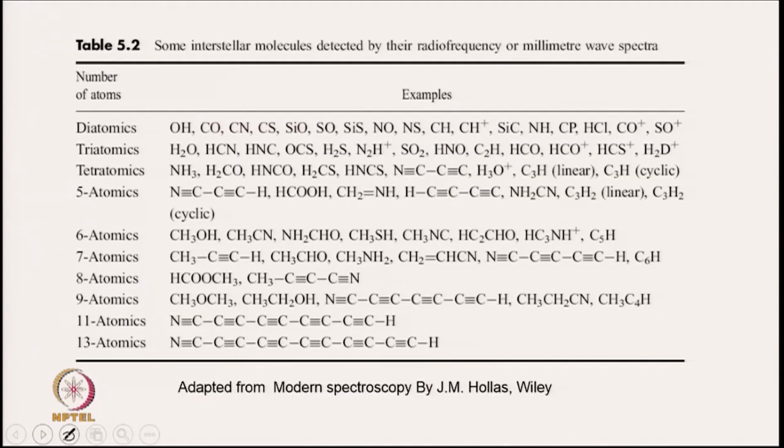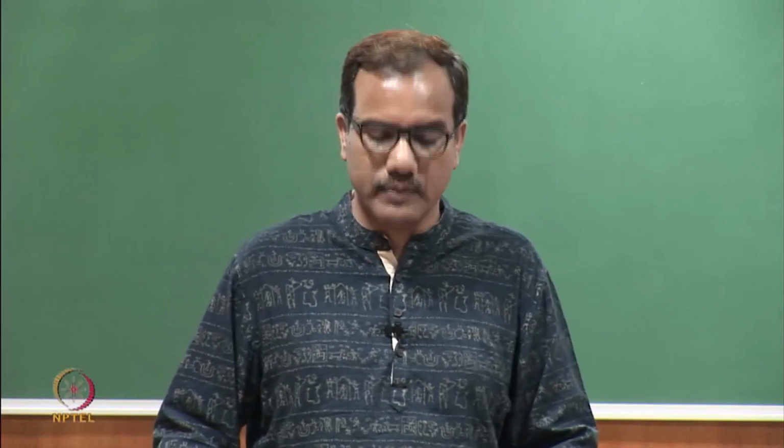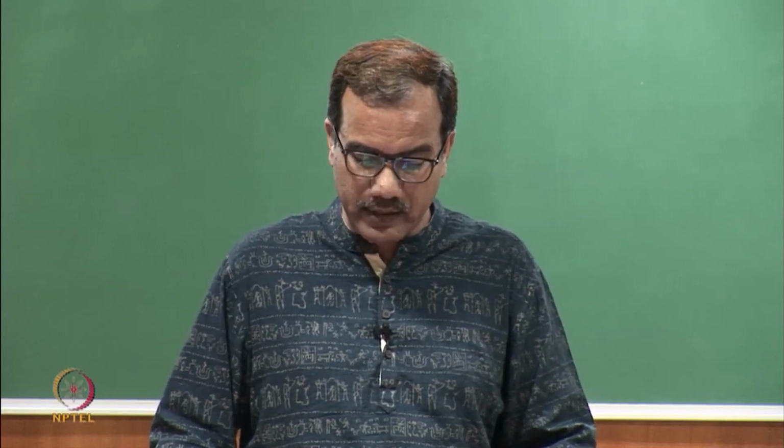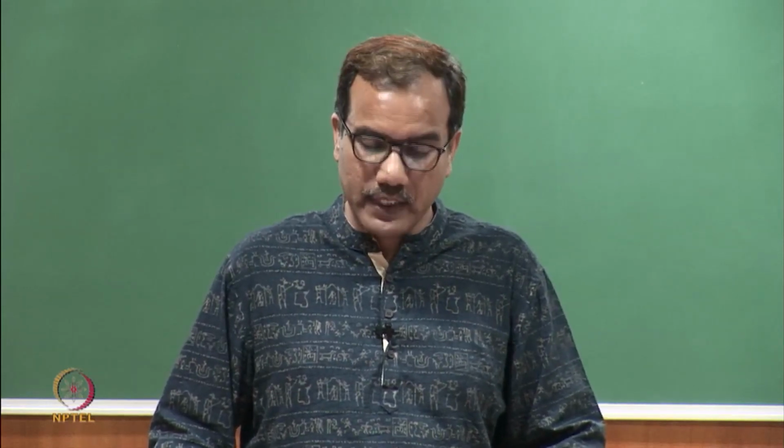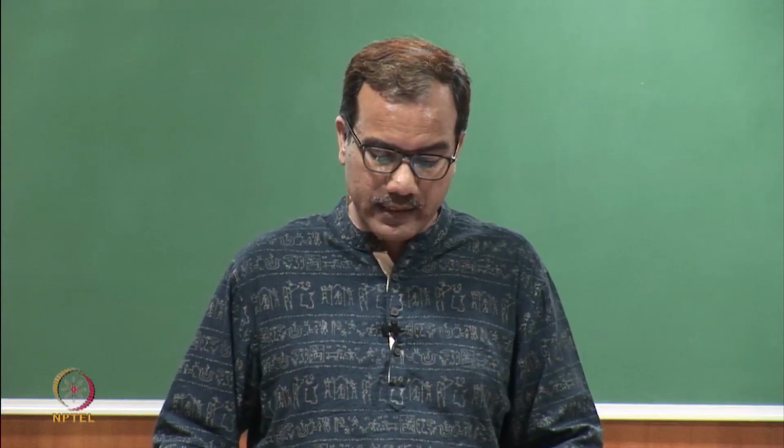This is the different kind of molecules which have been detected by radio frequency or rotational spectroscopy. There are a whole lot of molecules found in interstellar bodies, from diatomic to 13 atomic molecules, and the list is given here, taken from the Modern Spectroscopy book by Hollas. Other planets and stars have also been studied for their chemical composition.